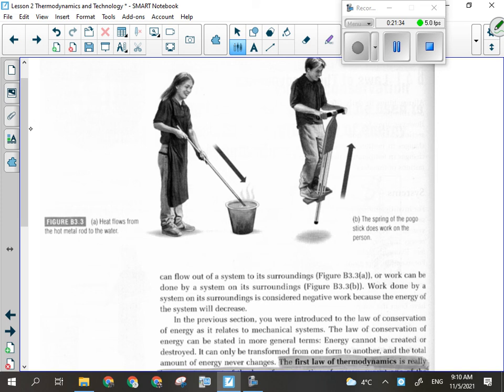All right. Second law of thermodynamics deals with the direction heat flows. Okay, heat always flows from hot to cold. Okay, that's the second law of thermodynamics. Energy always flows from hot to cold or high to low. Okay, so in this case here, this is maybe not the smartest thing to do, but putting this piece of metal into hot water. Okay, which direction will the heat go?